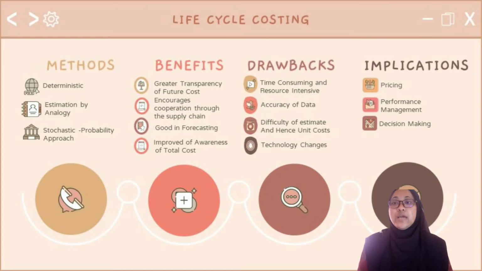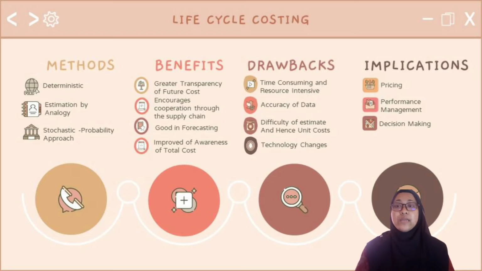Okay, thank you Sophia. So now we will move to the next topic, which is methods to determine life cycle cost. There are various methods that can be used to determine life cycle costs, which are deterministic, estimation by analogy, and stochastic, which is a probabilistic approach. For deterministic, it is an approach where a detailed analysis is undertaken and the actual cost of each element is costed. This might be the most accurate means of undertaking the analysis, and it is dependent on being able to obtain accurate information on which to base the calculation of cost.